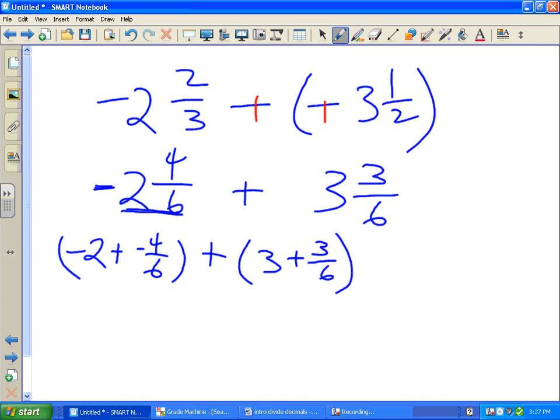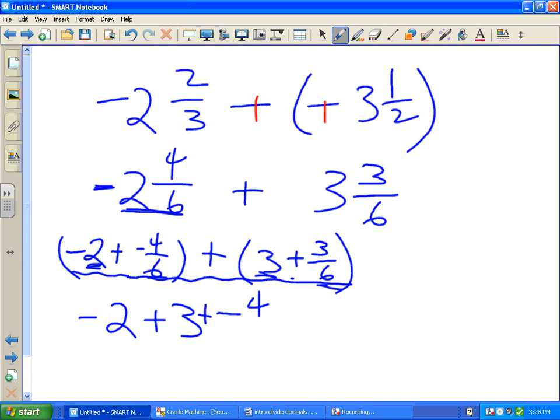Now, since this entire operation involves nothing but addition, those brackets that I put in there just to show you that these were two different numbers originally don't really mean anything. We can do this addition in any order we want. Fancy talk, that's called addition being commutative. So I will add the whole number parts first, or the integer wholes first, negative 2 plus 3, and I'll add the fractional parts next. Add negative 4/6, add positive 3/6.